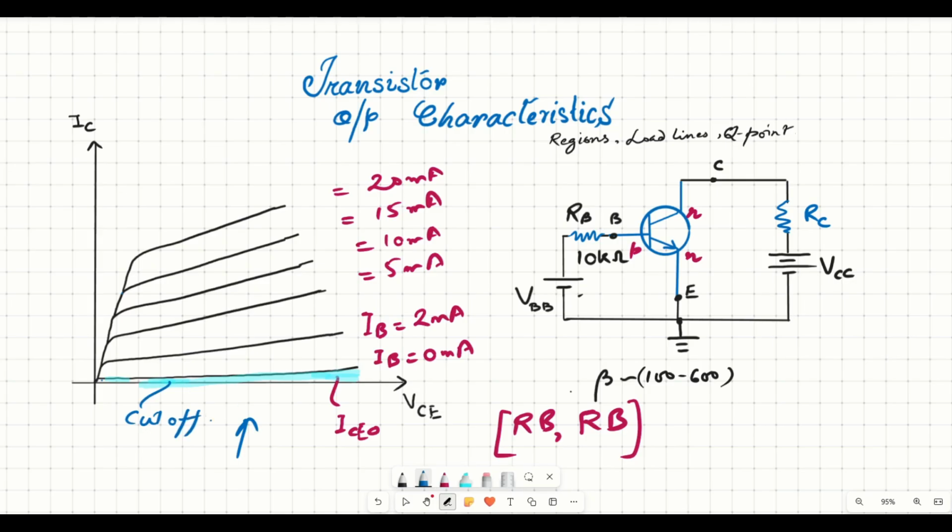In the cutoff region the current should be 0, and the little amount of current that we have here is due to the reverse saturation current, that is ICO. Now if we have the second condition as forward bias, then what will happen? The transistor will go into saturation. The saturation is given by this area. So this area represents the saturation of the transistor.